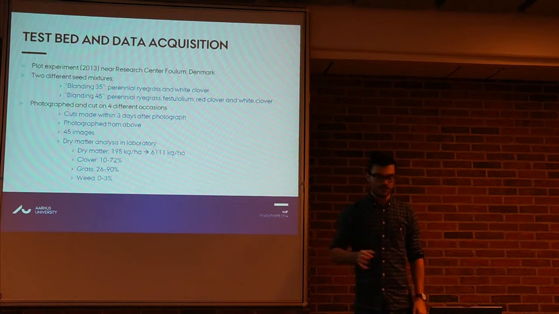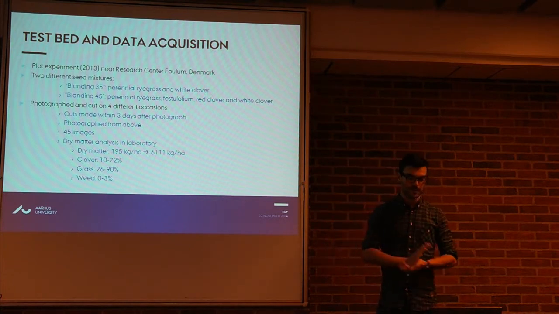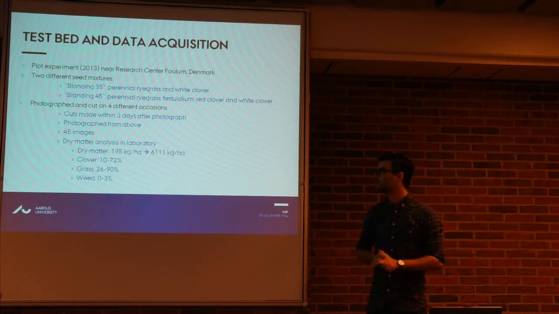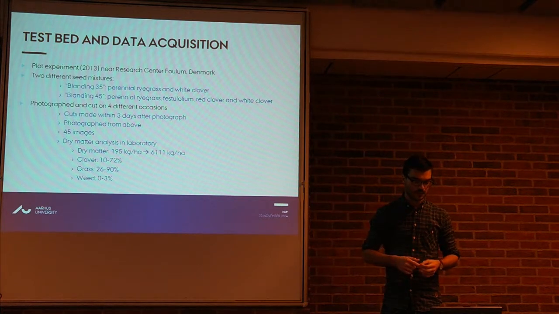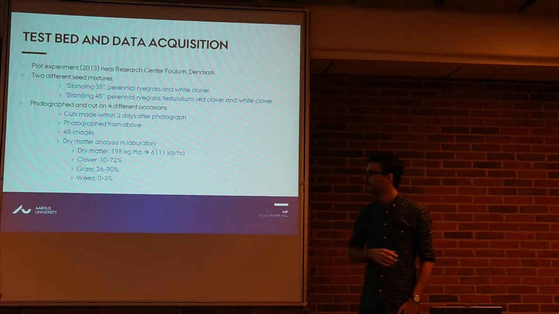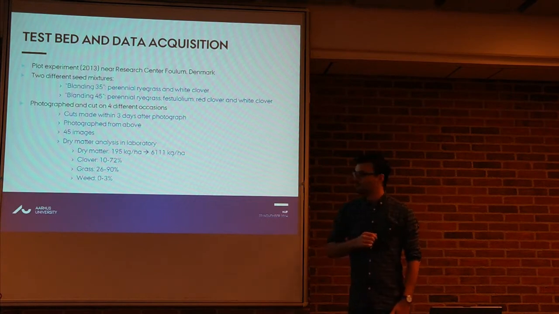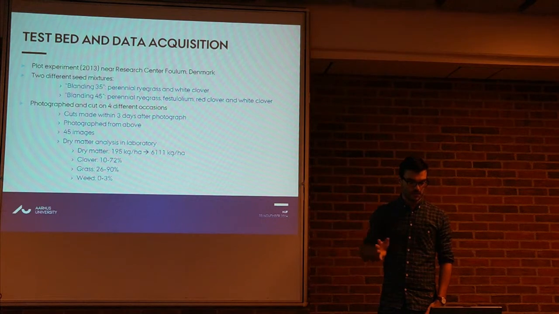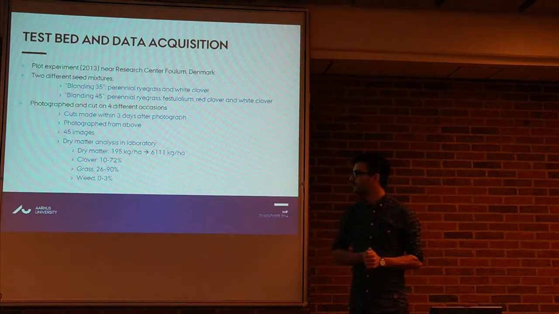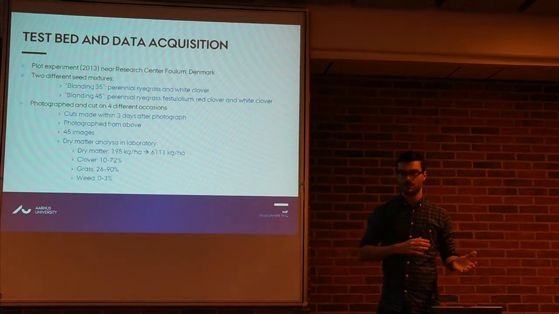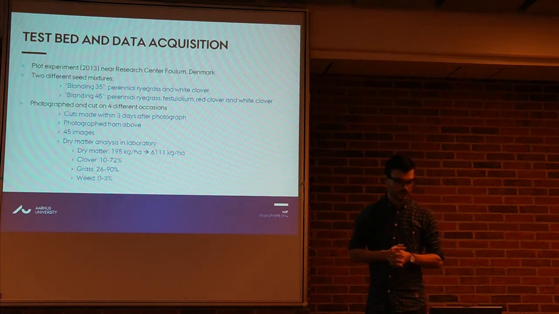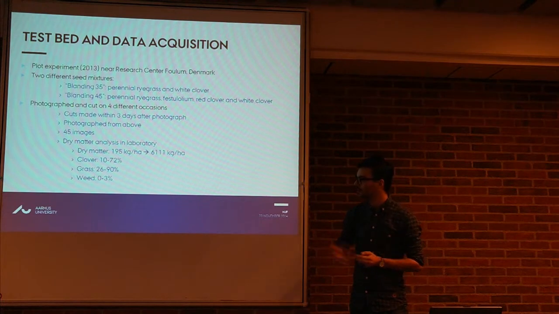The plots were photographed on 4 different occasions, and 3 days after the photos were taken, the plot was cut and analyzed in the lab. We gathered a total of 45 images, and the dry matter varied from around 200 kilograms per hectare to 6,000. The clover in the analysis ranged from 10 to 72% of the dry matter, and the grass from 26 to 90, and we had a little bit of wheat as well.